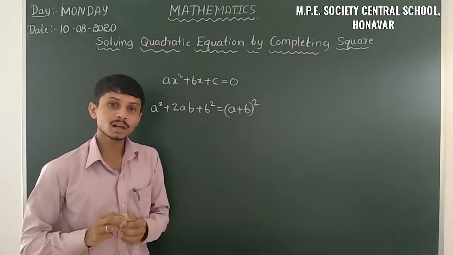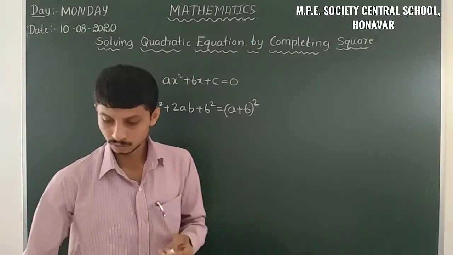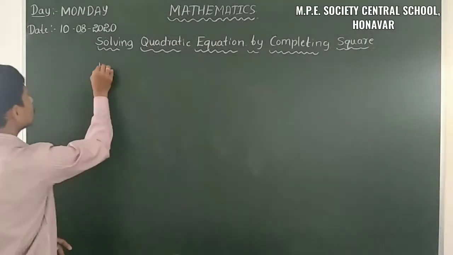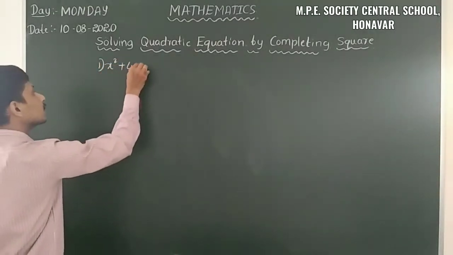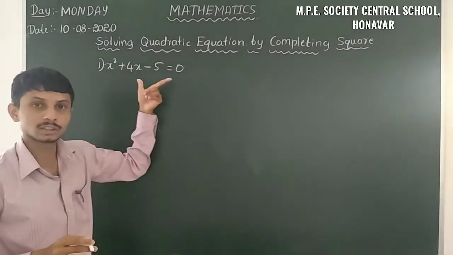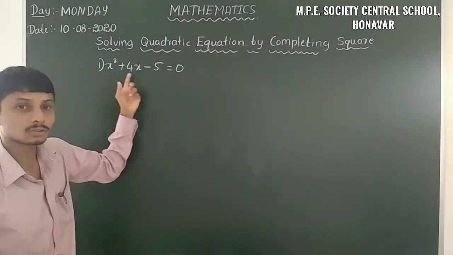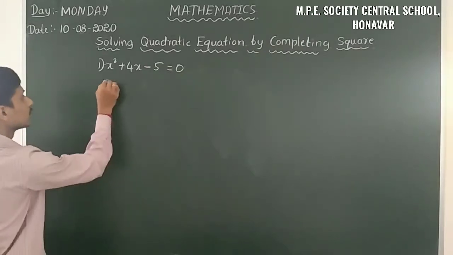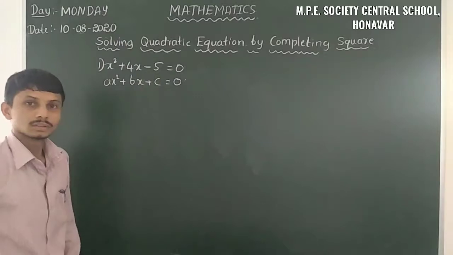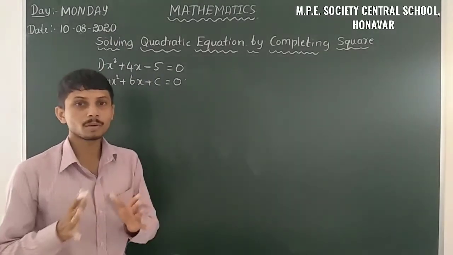So we have to move on to the topic by solving some problems. The first problem is x square plus 4x minus 5 is equal to 0. In this quadratic equation, just observe, it's in the form of ax square plus bx plus c is equal to 0. So it's in the form of a quadratic equation.